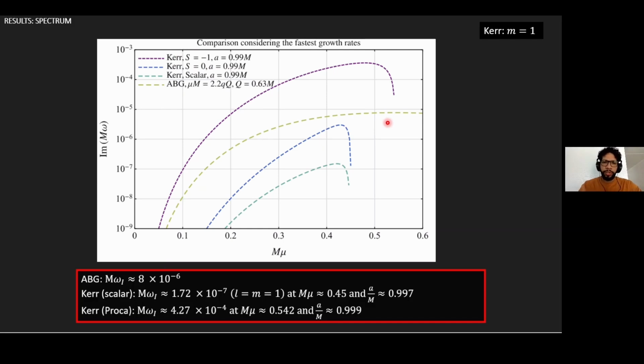Well, comparing the results for the scalar fields, we can see that the instability grows faster for a highly charged scalar ABG when compared to the rapidly spinning Kerr black hole. Furthermore, when we compare the scalar ABG result with the Proca Kerr result, we can see that for the even parity, the instability is faster than the scalar ABG. Furthermore, the scalar ABG instability grows faster than the odd parity Proca Kerr case.